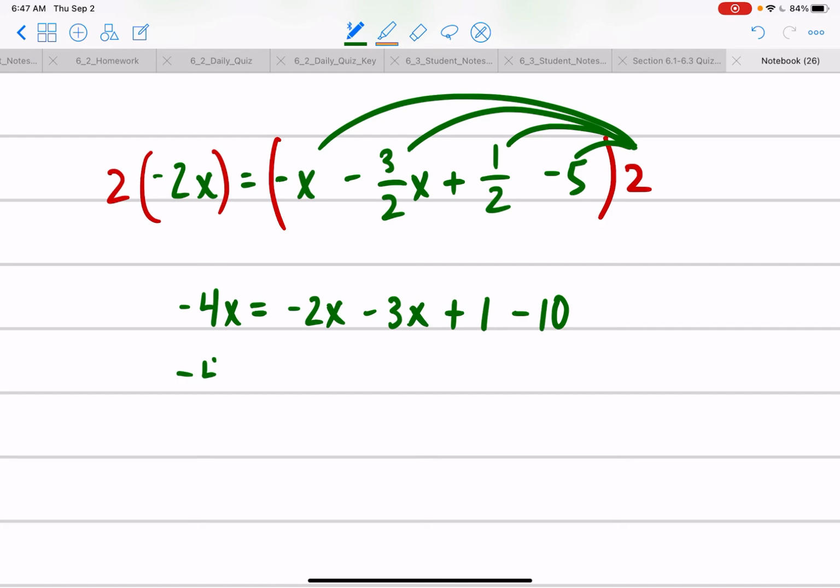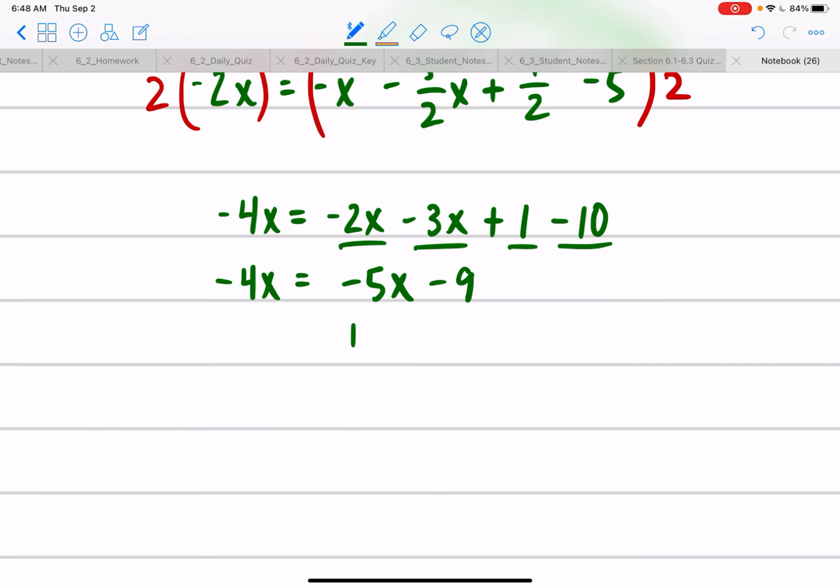Now we're just kind of collecting like terms and simplifying, right? So you got -2x minus 3x, that's -5x. 1 minus 10 is minus 9. For me personally, I'm going to add 5x. I like having positive x's.